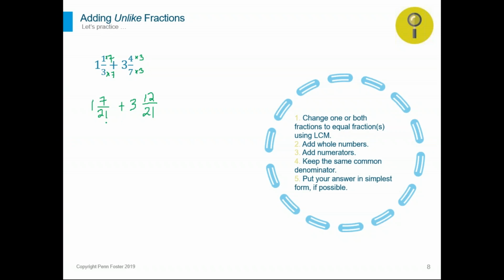We now are having two denominators. They are the same denominators. In this case, we're just going to go ahead and add the whole numbers and add the numerators and then keep the denominator as is. 1 plus 3 is 4. 7 plus 12 is 19, and the denominator stays the same. And that would be your final answer.